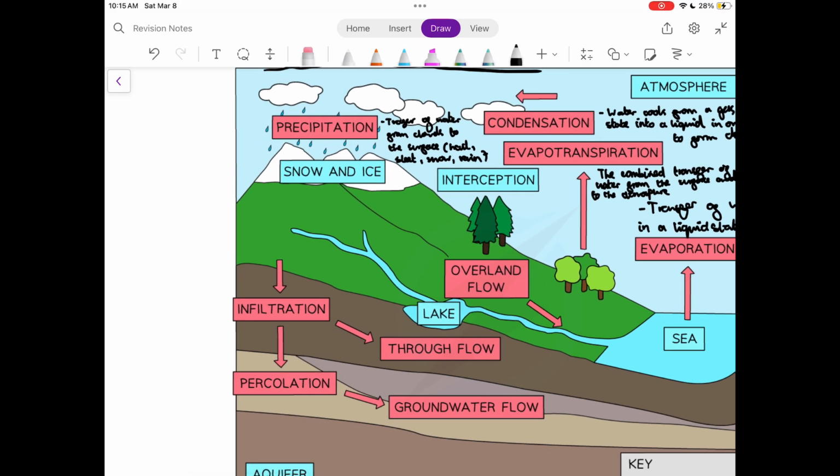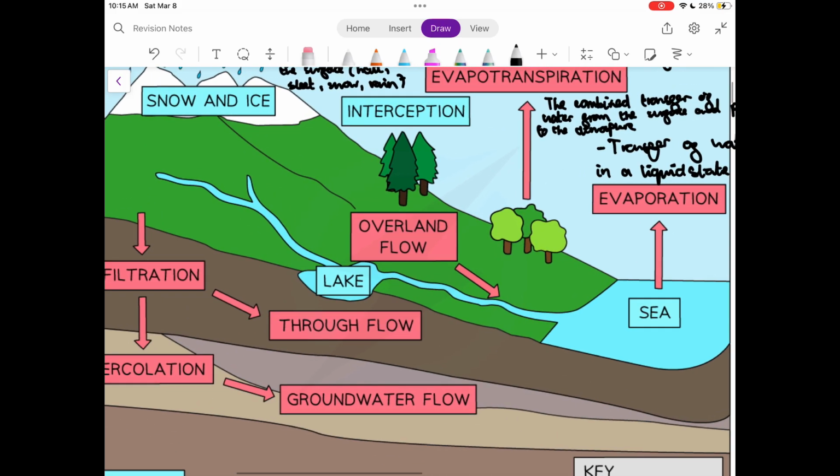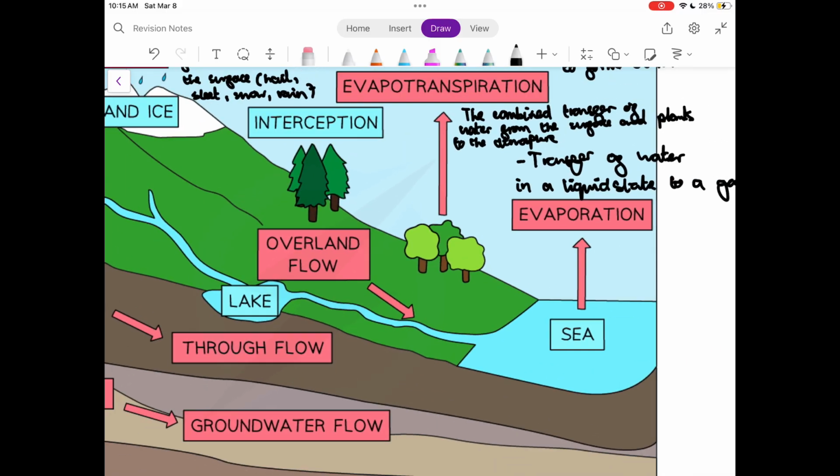So the next thing you need to know is overland flow. And this is the process where water from precipitation flows along the surface to a body of water, such as like a sea, a lake, etc.